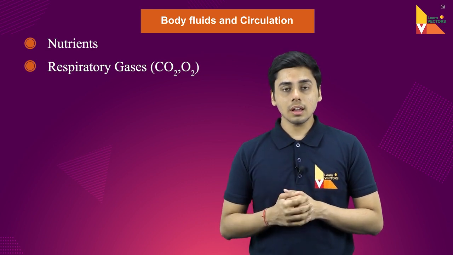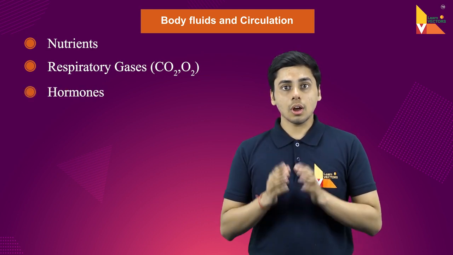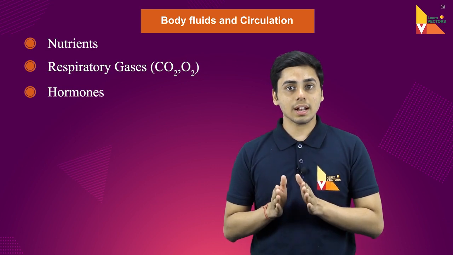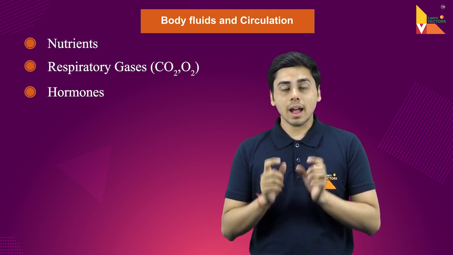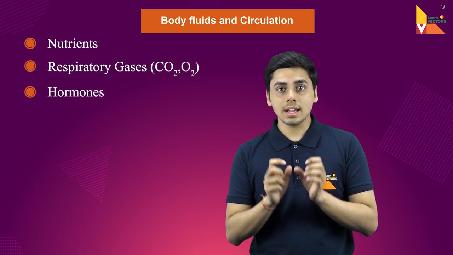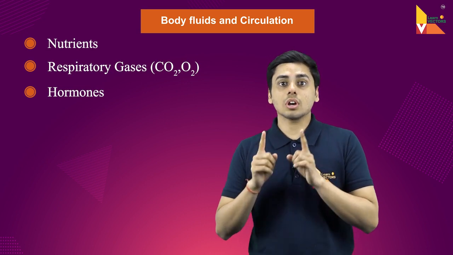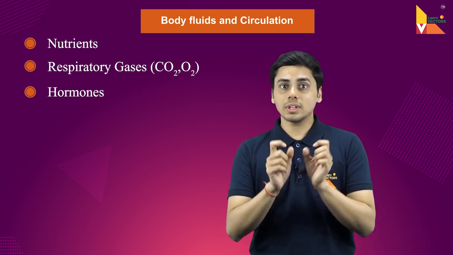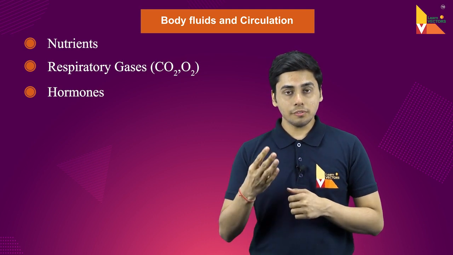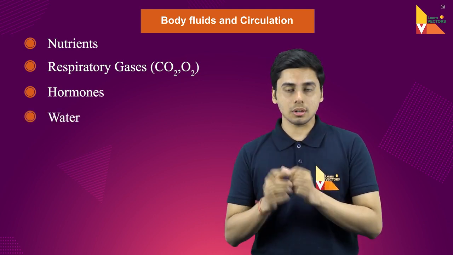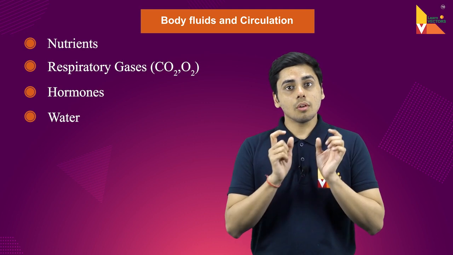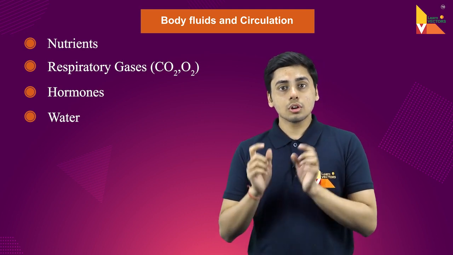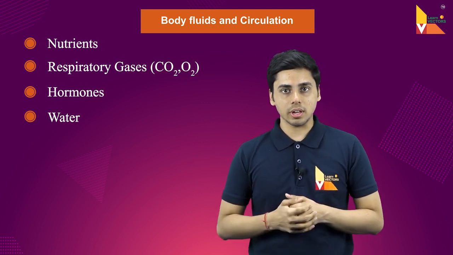The third thing is hormones. Now there are many endocrine glands present in our body, and these endocrine glands secrete hormones which are carried by the blood to their target organ. The fourth thing is water. Blood also carries water and minerals to each and every cell of the body.